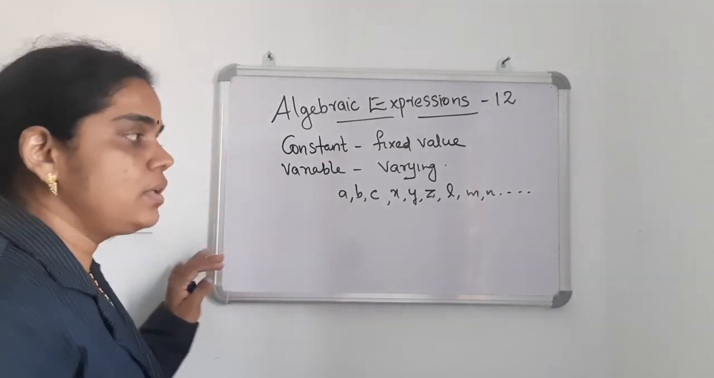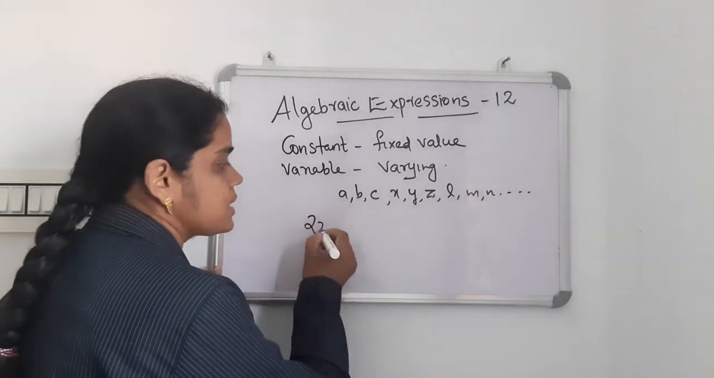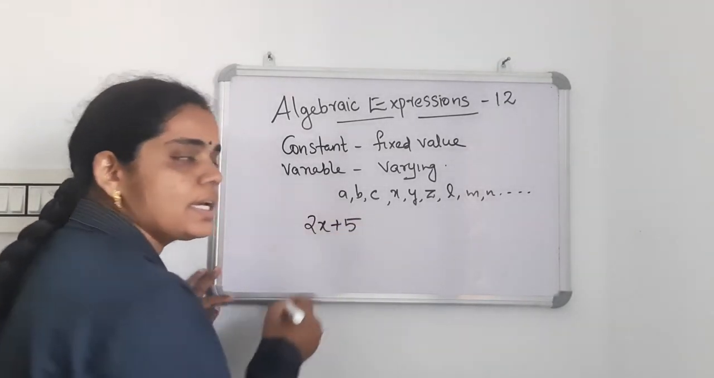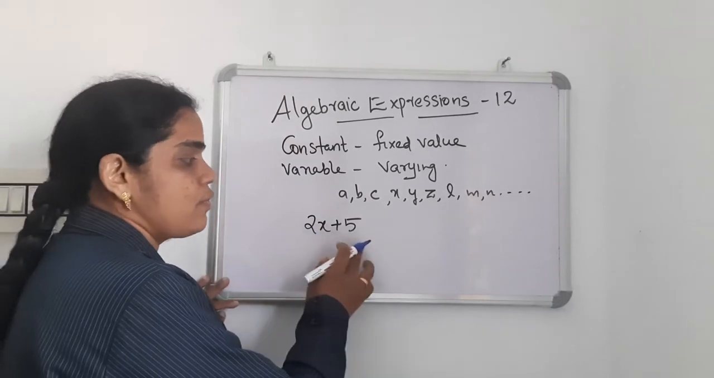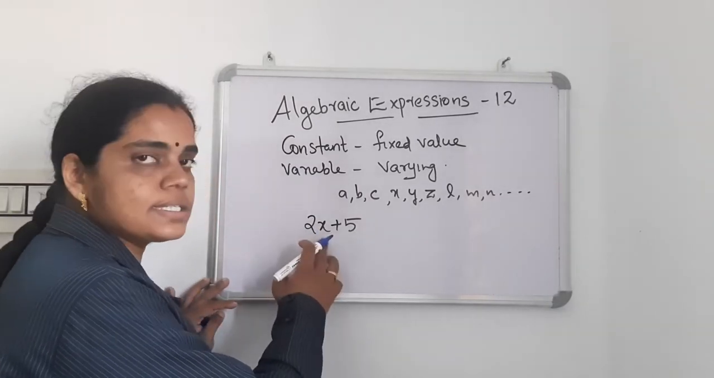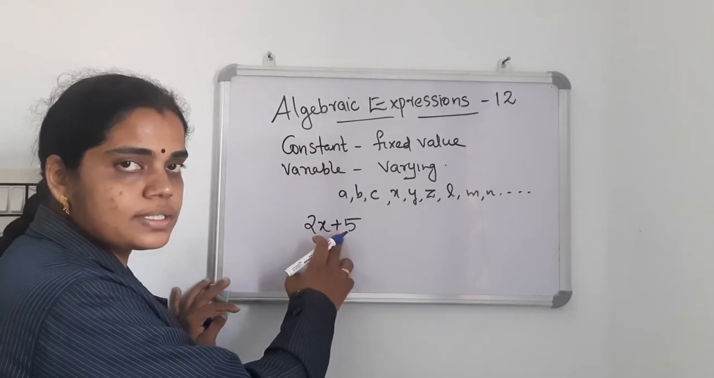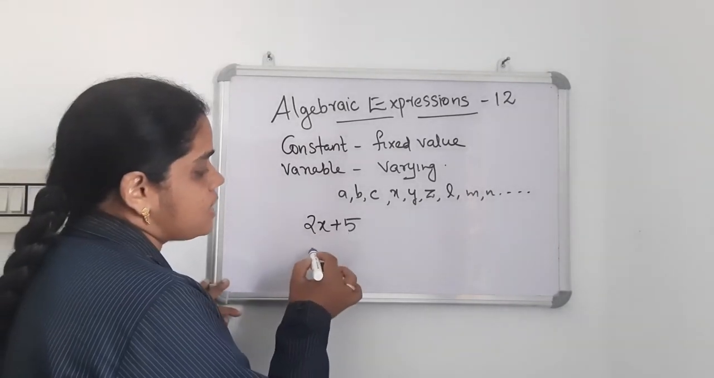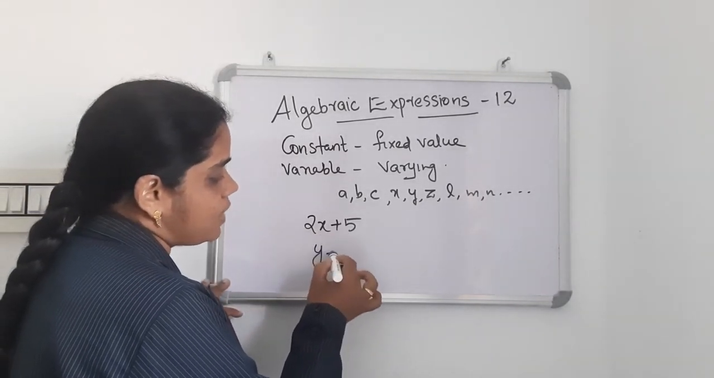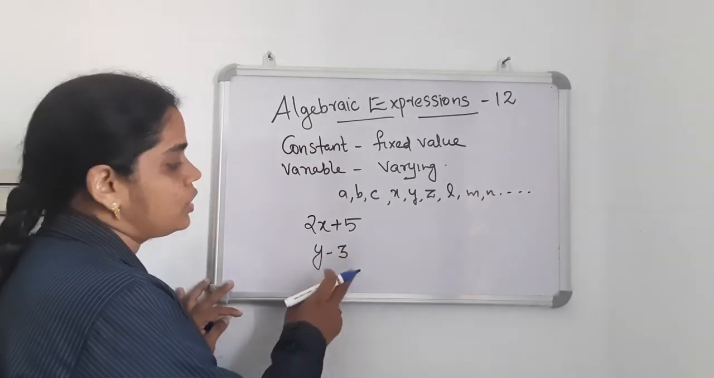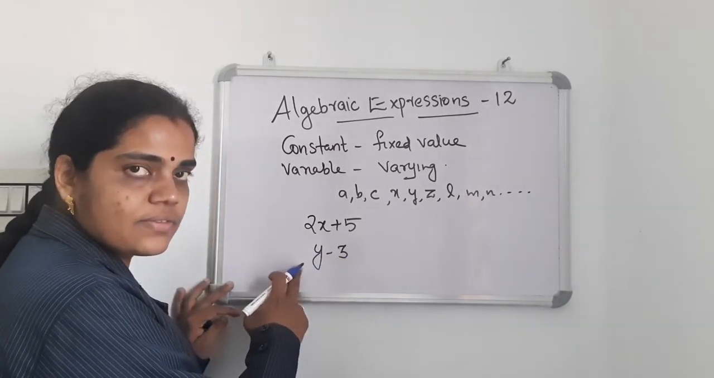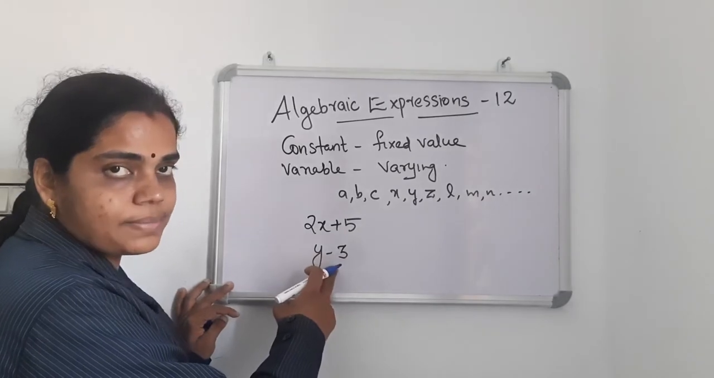For example, we can write 2x + 5 is an expression. 2 and 5 are the constants, x is a variable here. And what is the operation used? It is addition. Then another example is y - 3. So 3 is a constant, y is a variable, the operation is subtraction.